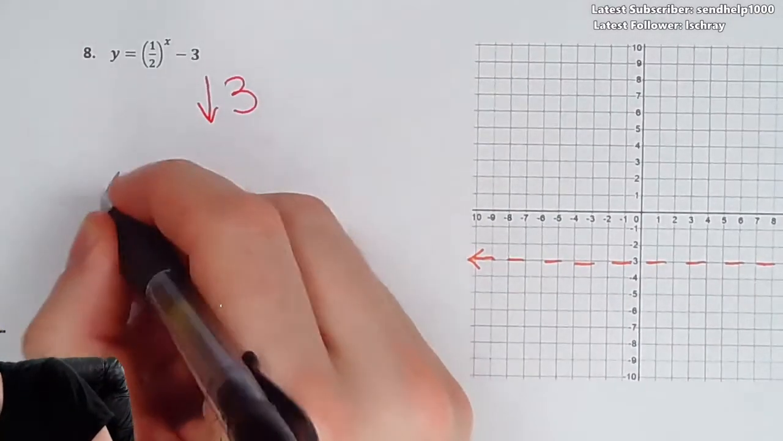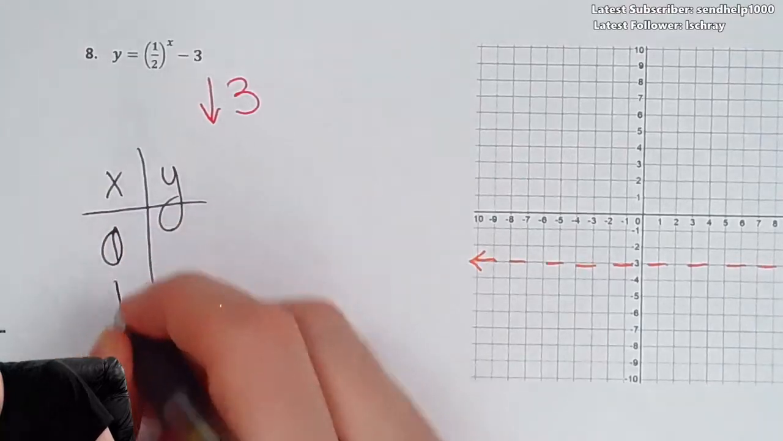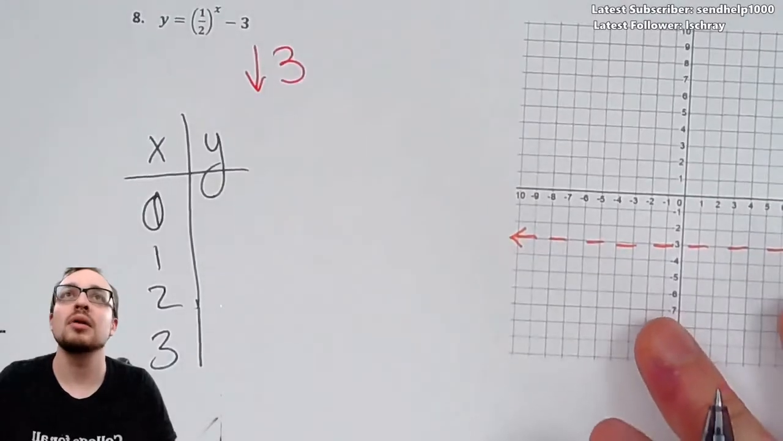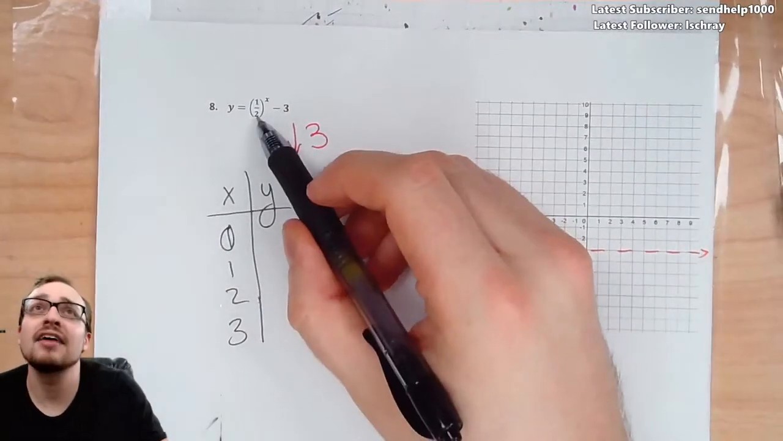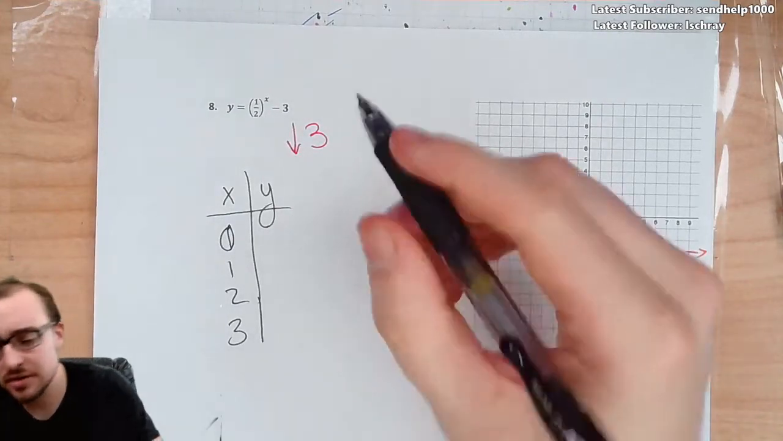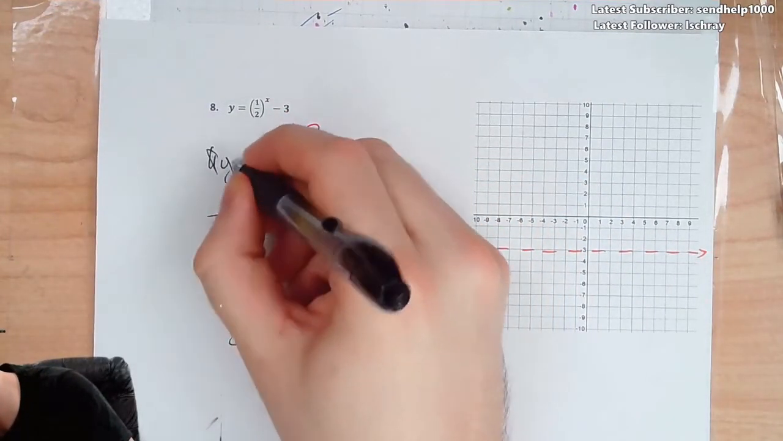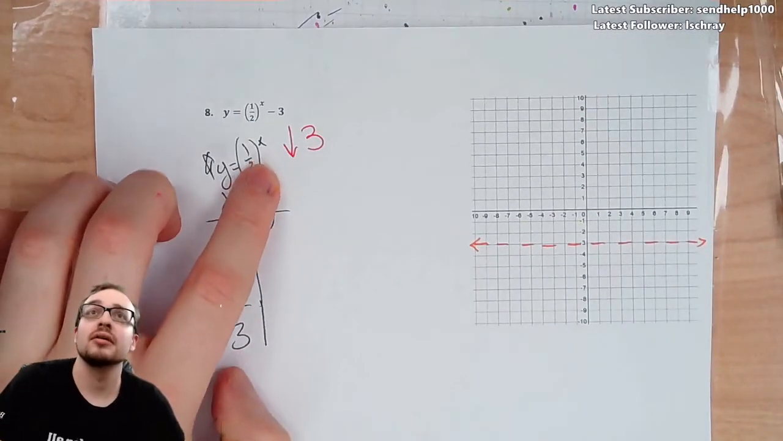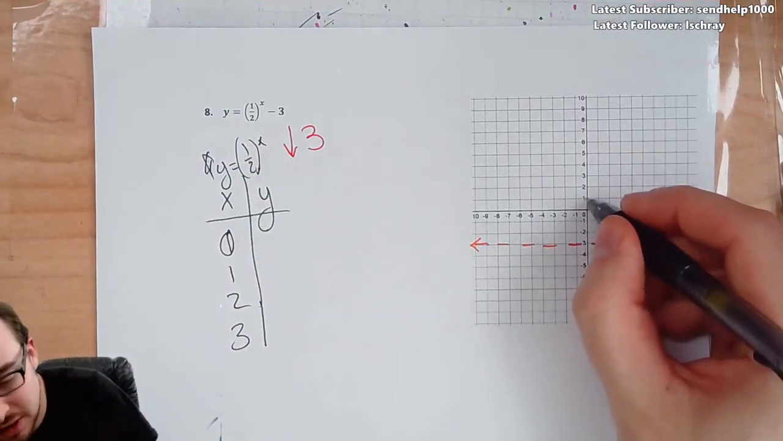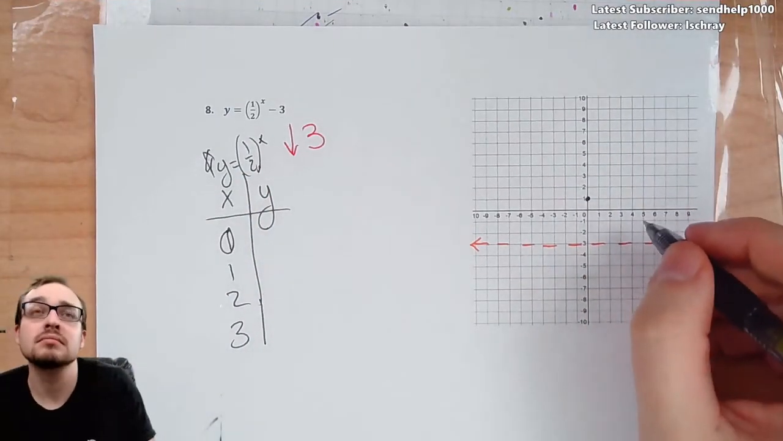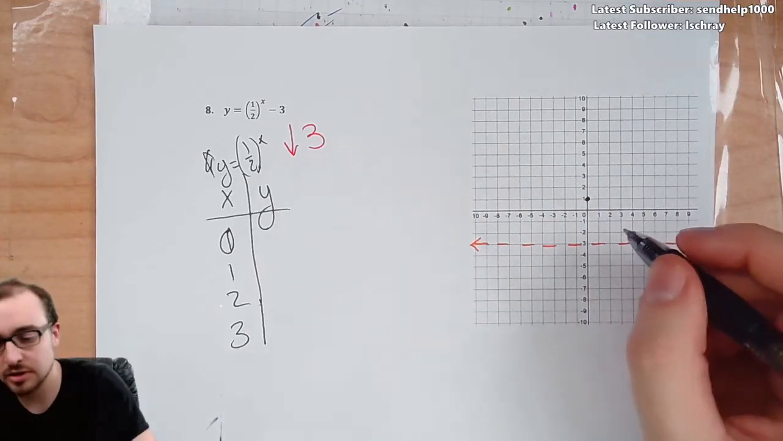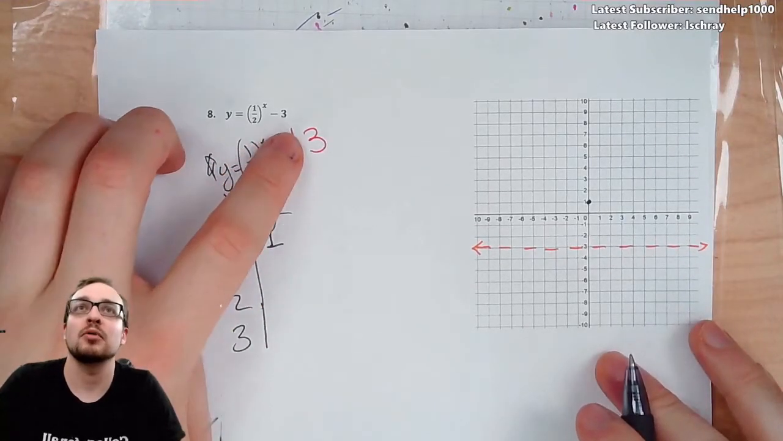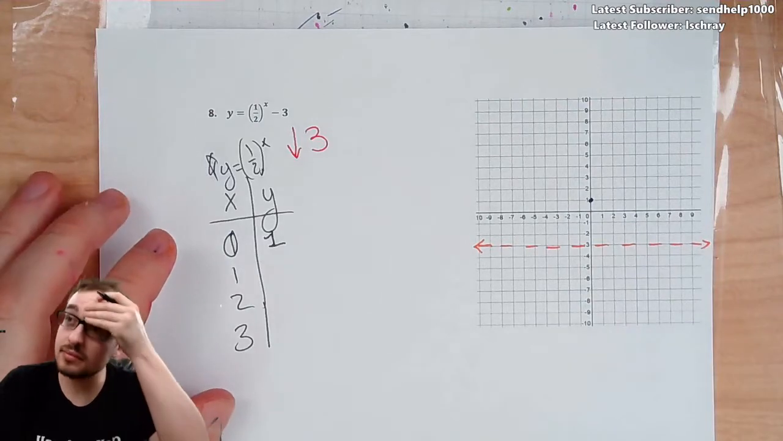Well, when I plug in 0, a half to the 0th power, right? This is our regular function. Okay, I'm not worried about the minus 3 right now. When I plug in 0 here, a half to the 0th is 1, right? So 0 gets us 1. Let me write that down here. Because that's my basic function, right? I'm not worried about the minus 3. Are we cool with that?